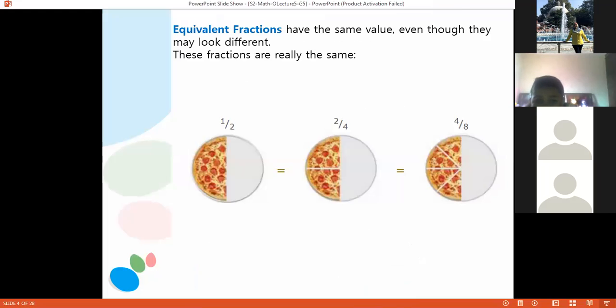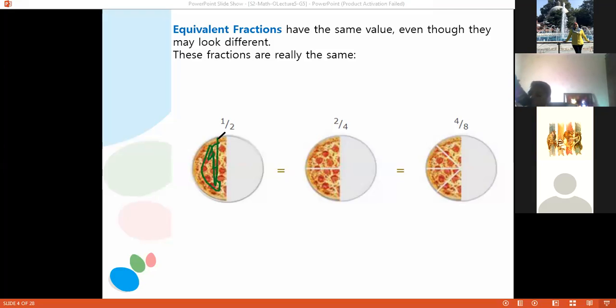So, again, as I told you, equivalent fractions have the same value even though they don't have the same numerator or the same denominator. Look at this pizza. In the first pizza we just divided it into two halves, right? So I ate one half and one half is left. So this is one half. Do you agree? This is one half of the pizza. Okay, let us look at the second figure.